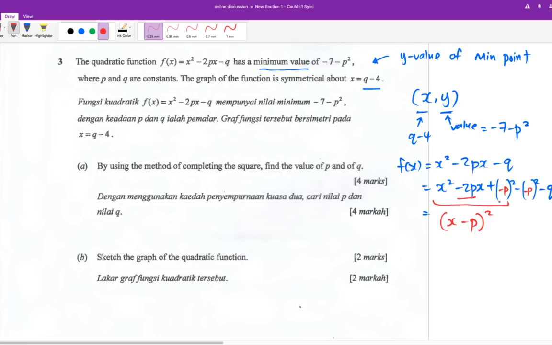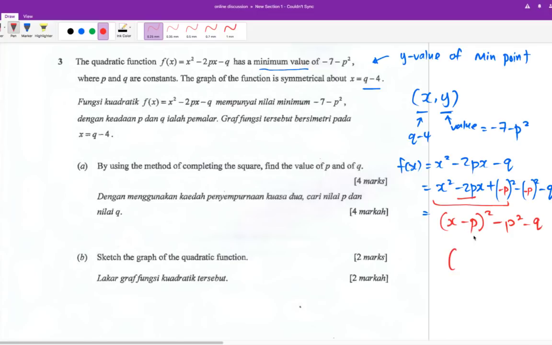A lot of students will ask me why I can factorize like this. If you expand this one, you can get the first 3 terms over here. Let me show you. If I expand this quickly, I will get x squared minus 2px plus p squared, which is exactly the first 3 terms. So this is how we do the factorization here. And then minus this one will be p squared minus q.